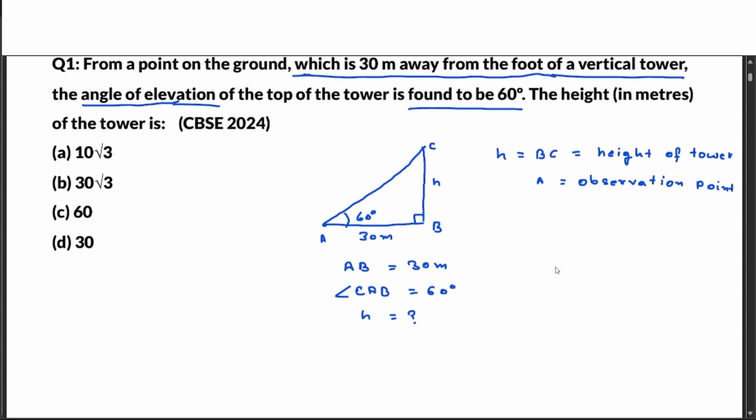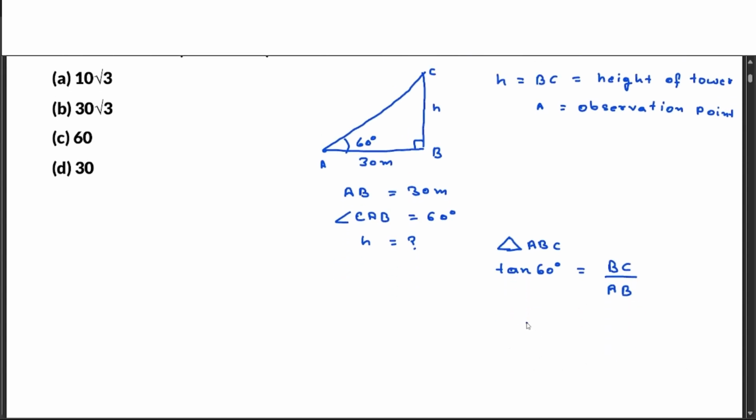So let the triangle be ABC, and in this triangle you have to find the height of the tower. The base is given and the height we have to find, so we can utilize the tan formula. Tan 60 degrees is equal to perpendicular over base, so BC over AB. The value of tan 60 you already know, that is √3, equal to H over AB.